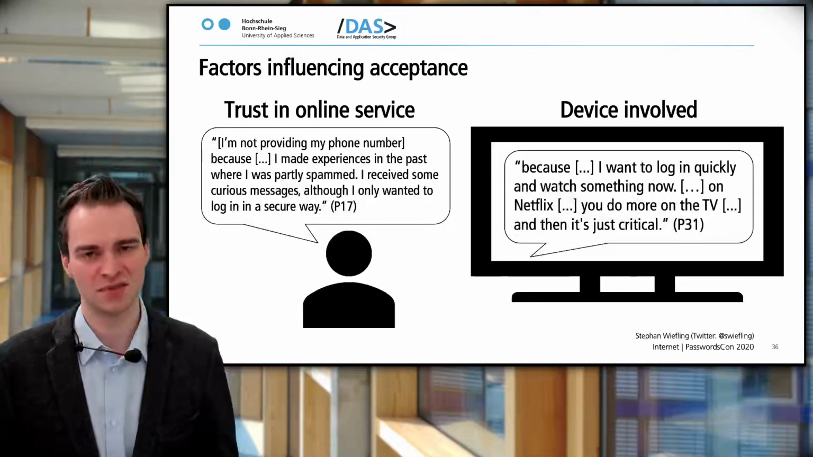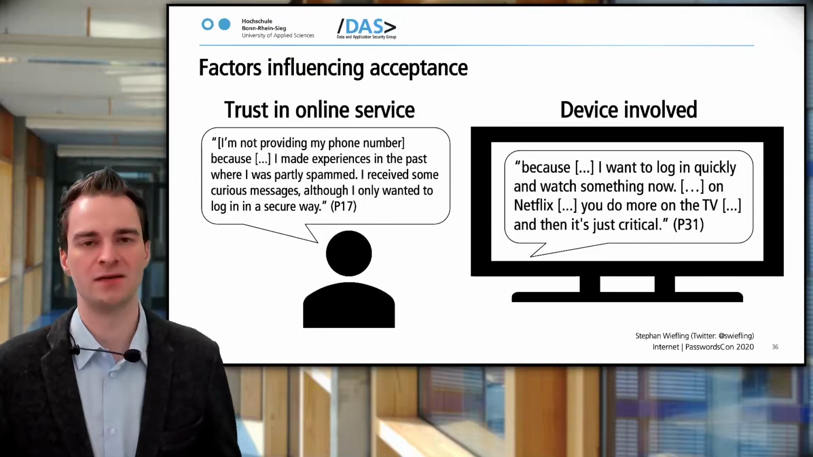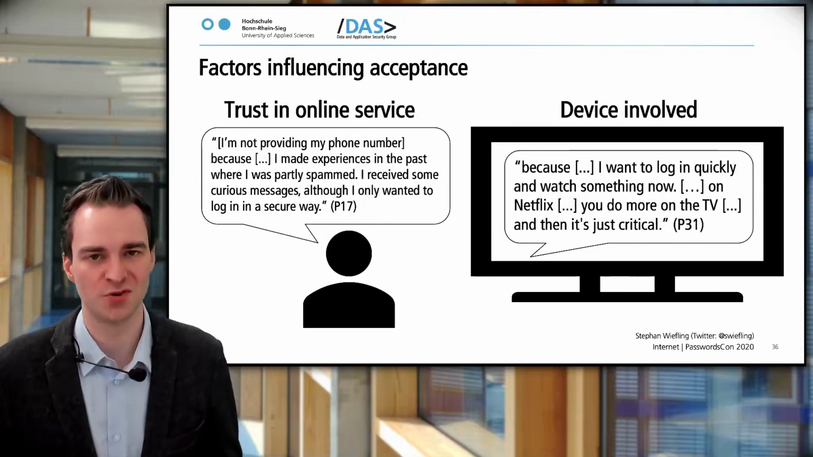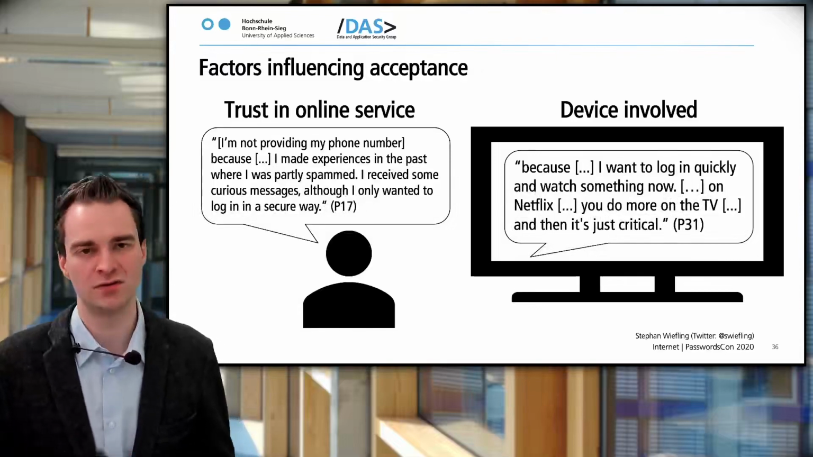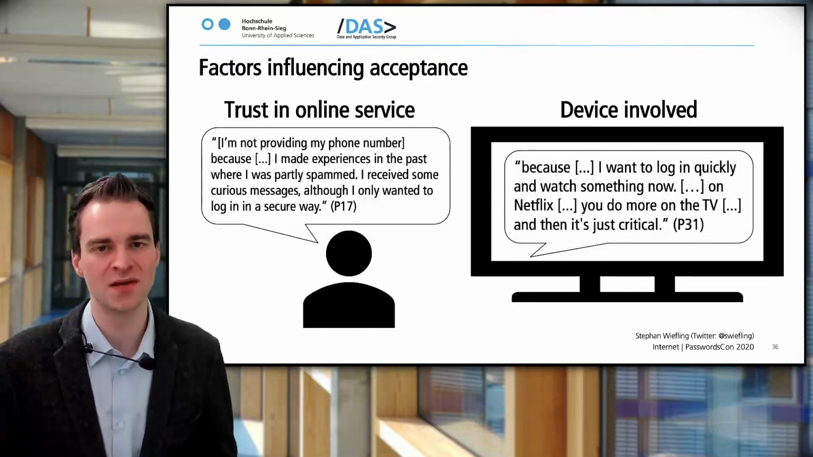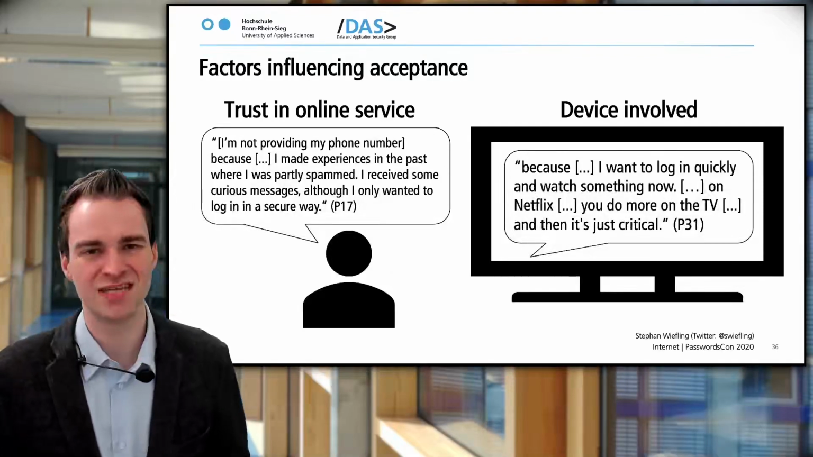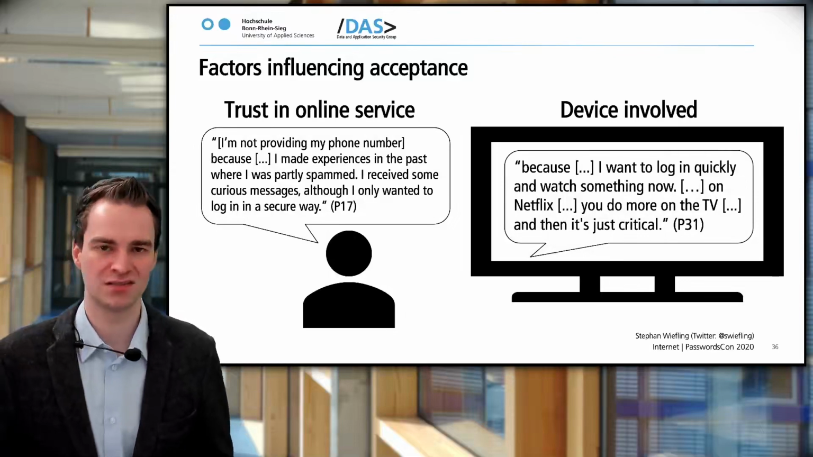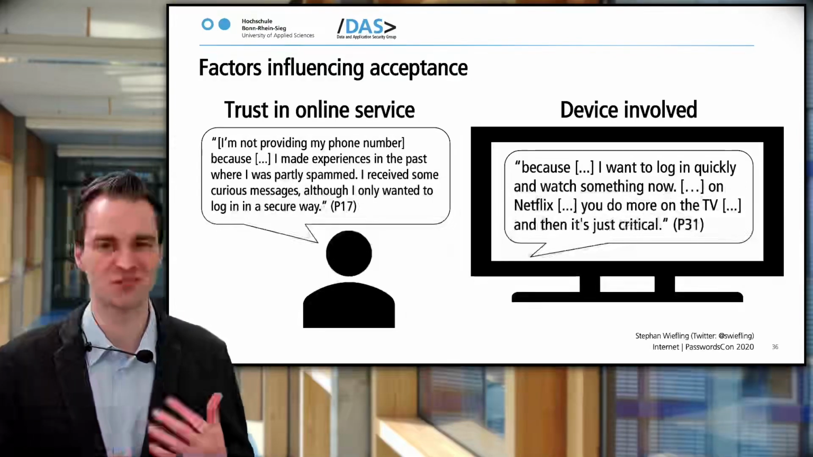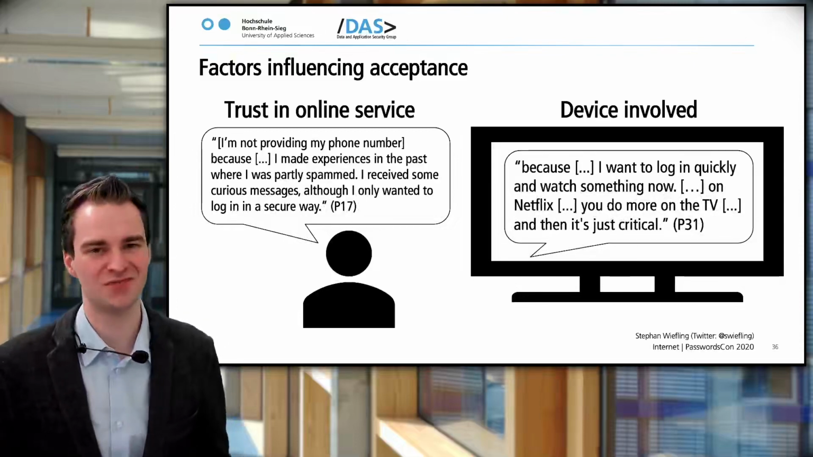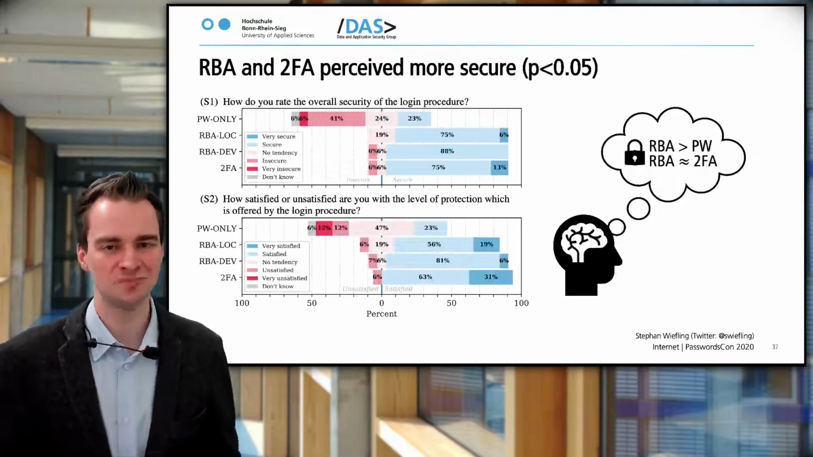So the trust in the online service seems to be very important here, and also the device involved. There was one person that used Netflix, and when signing in, Netflix sometimes triggered RBA, and do you have an email account installed on your television screen? I guess not. That's a pretty dumb idea, I think. And this is also why this person was quite annoyed when Netflix asked for additional authentication. So you really need to care about the device involved here.